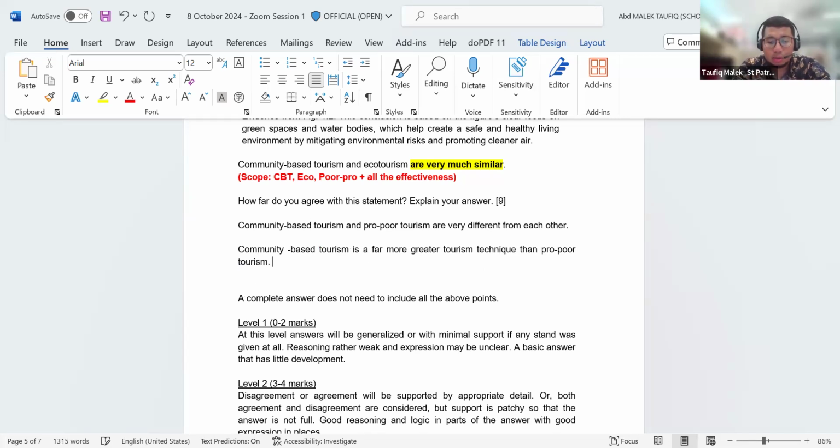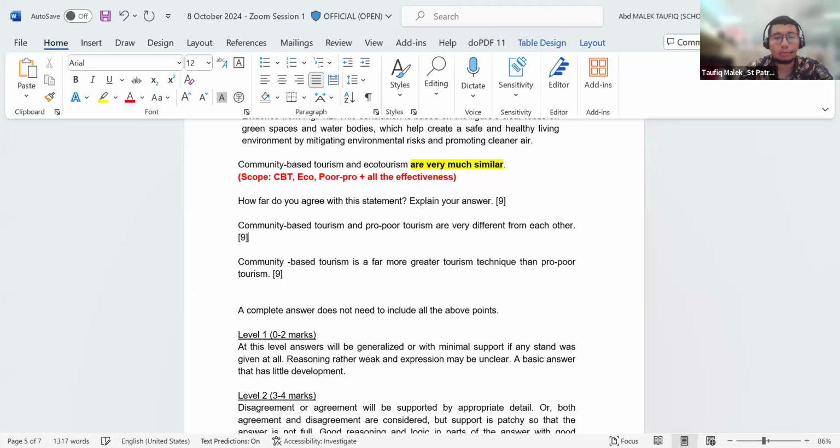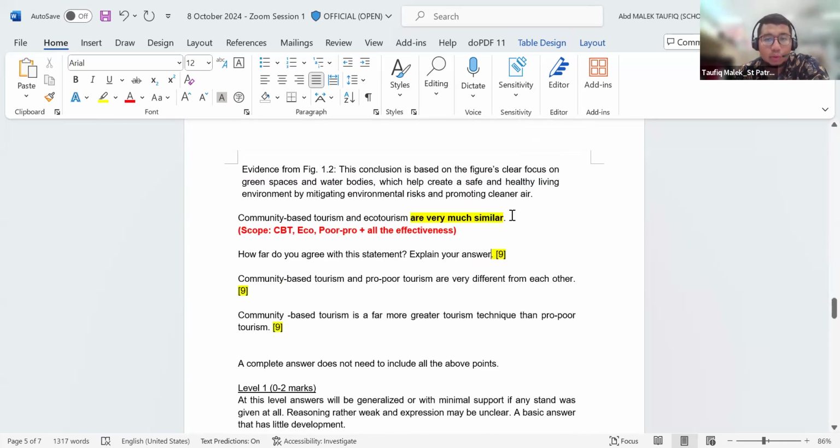Okay. So when you are having this kind of question and you know it's a 9 mark question, then you know you are going to write very, very big. There's a lot of things to write. Okay, so you need to plan. So let's look at this first question first. Okay, community-based tourism and ecotourism are very much similar.